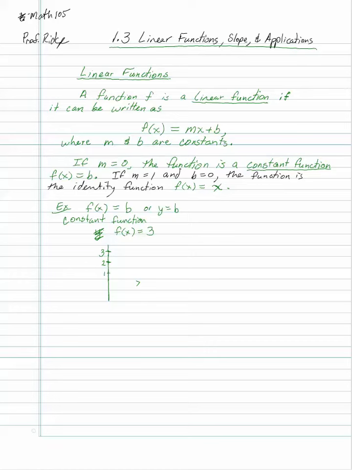So if we graph the constant function f of x equals 3, or y equals 3, however you want to think of it, again, it's a constant function because no matter what I put in for x, say 0, f of 0 would be 3, f of 1 would be 3, f of 2 would be 3. And see what you get is a horizontal line, which is the constant function. So it's staying the same. It's staying constant.